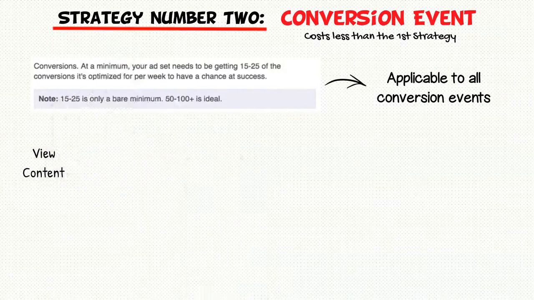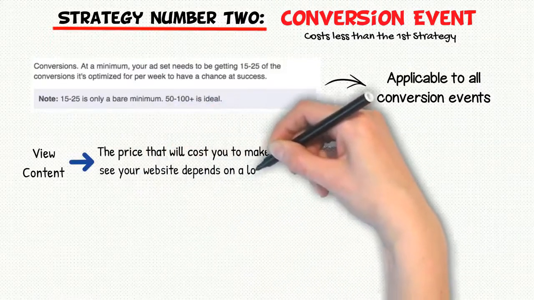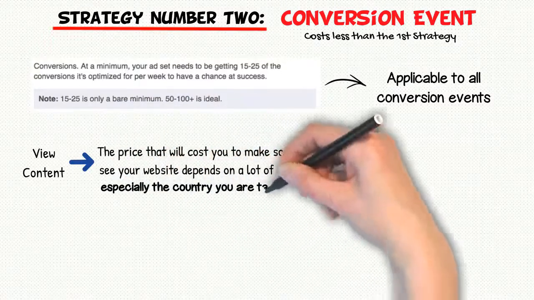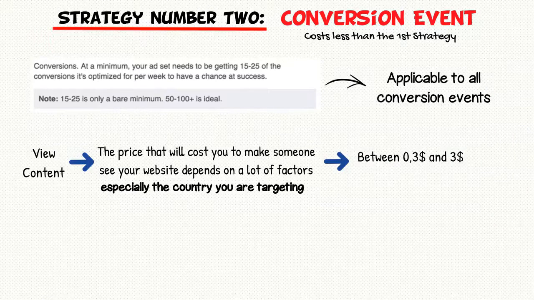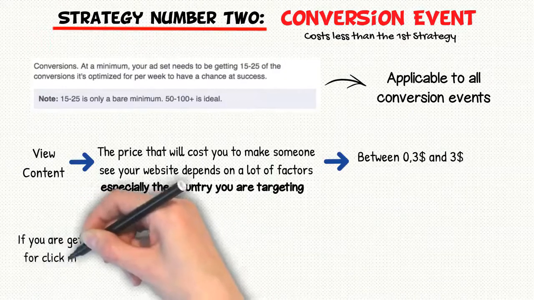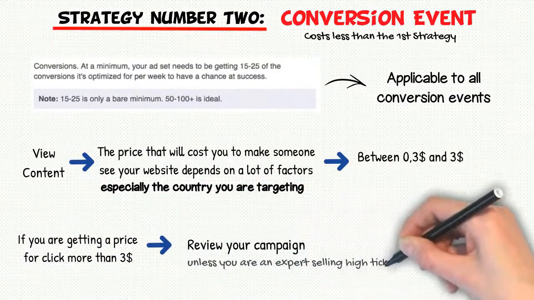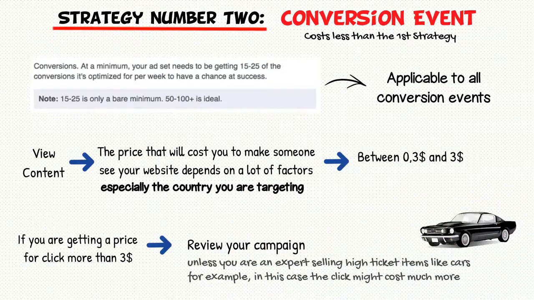Let's talk about view content. The price that will cost you to make someone see your website depends on a lot of factors, especially the country you are targeting. But usually, it's between $0.3 and $3. If you are getting a price for click more than $3, you should review your campaign unless you are an expert selling high-ticket items like cars, for example. In this case, the click might cost you much more.